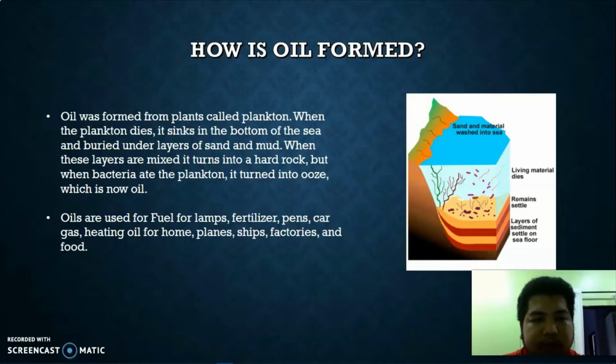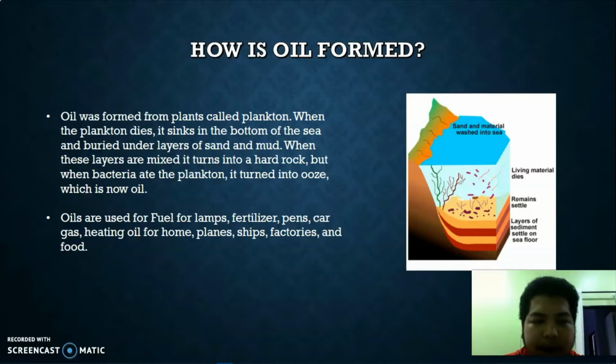Okay, now I will present about how oil is formed. Oil was formed from plants called plankton. When the plankton dies, it sinks to the bottom of the sea and is buried under layers of sand and mud. When these layers are mixed, they turn into hard rock, but when bacteria ate the plankton, it turned into oil, which is now called oil.